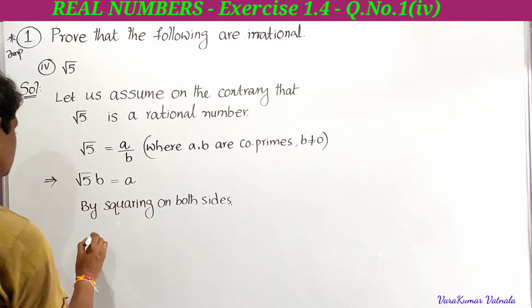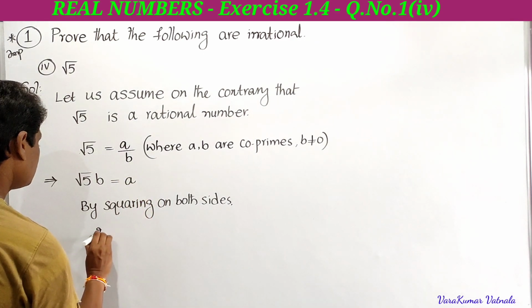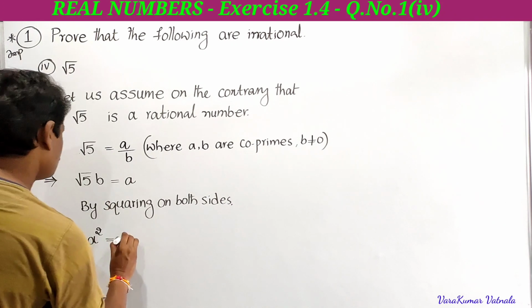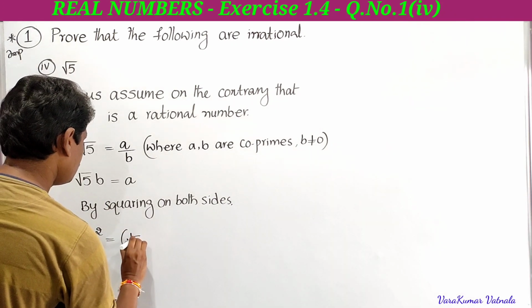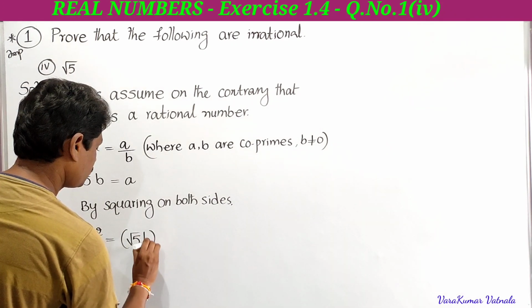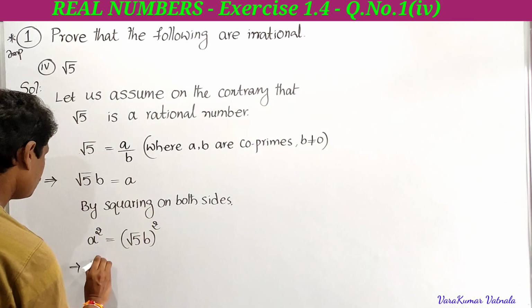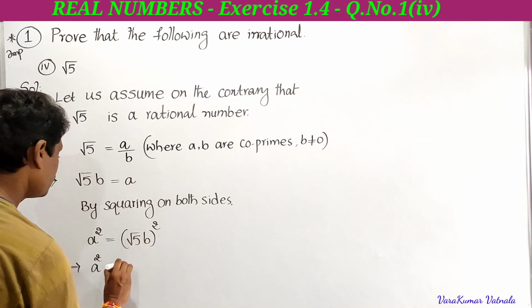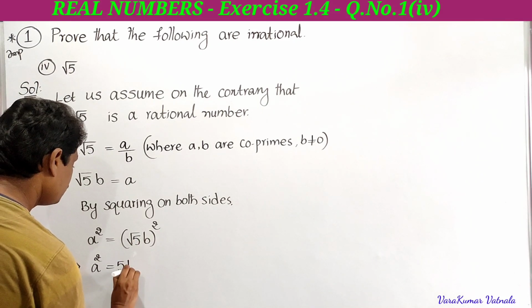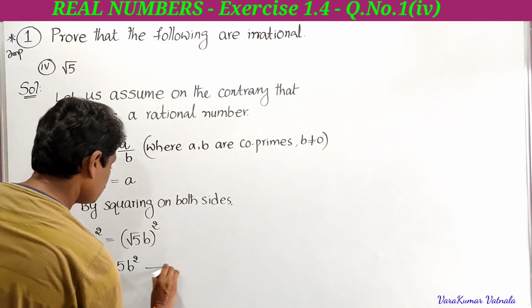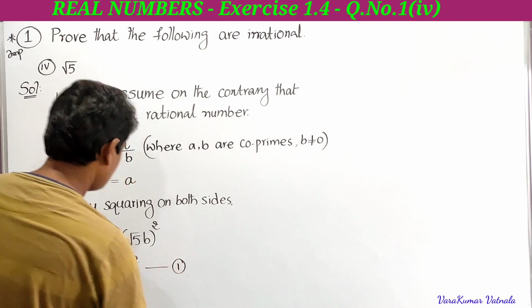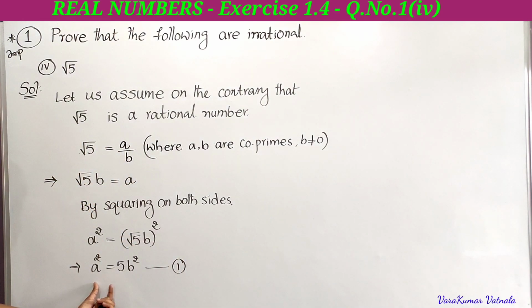we get a square is equal to (root 5 into b) whole square. That implies a square is equal to root 5 whole square, which is 5, and b square. So a square is equal to 5b square. Let it be equation number 1. So a square is a multiple of 5.